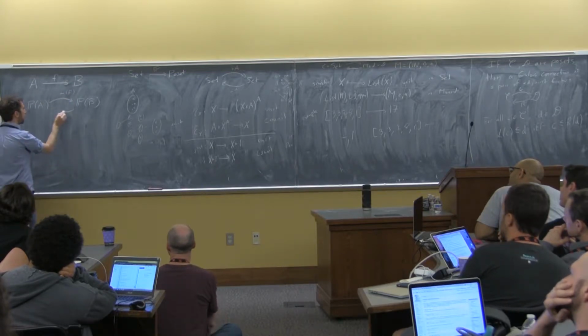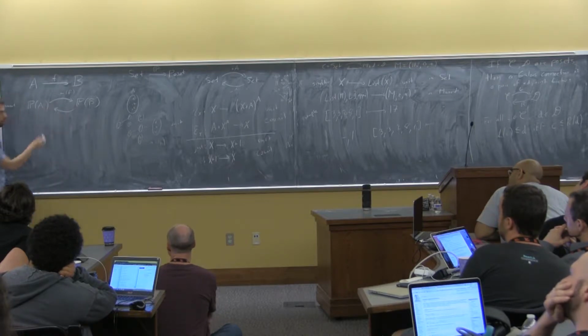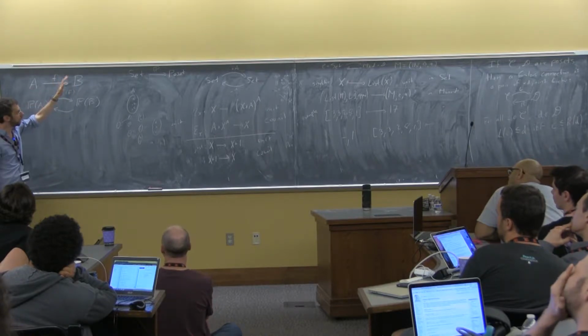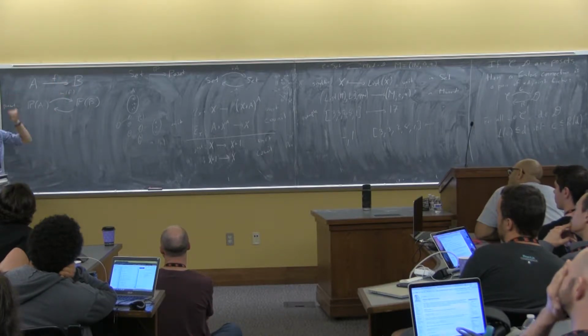There's a map back that takes a subset of B and gives you a subset of A. How? So you have a map from A to B, a function, and now you have a subset of B. What subset of A should you choose?